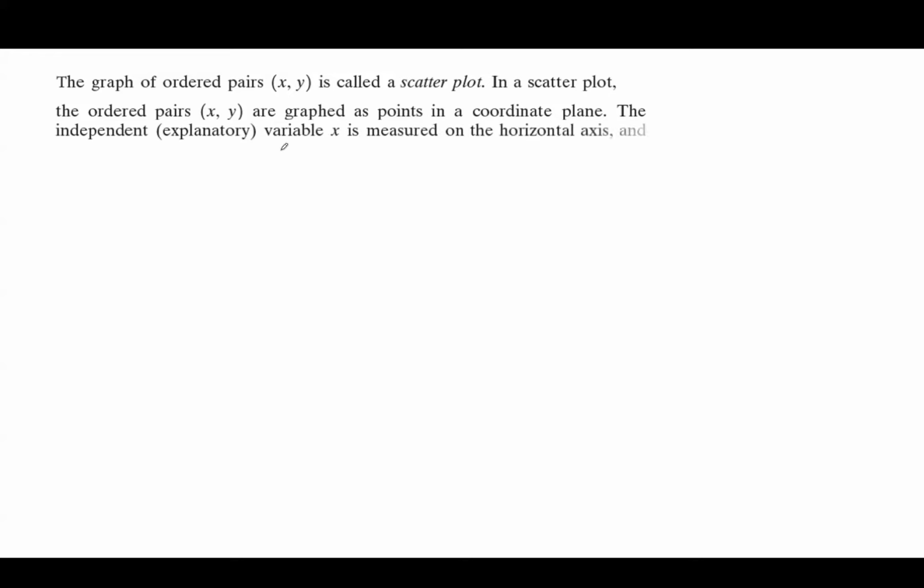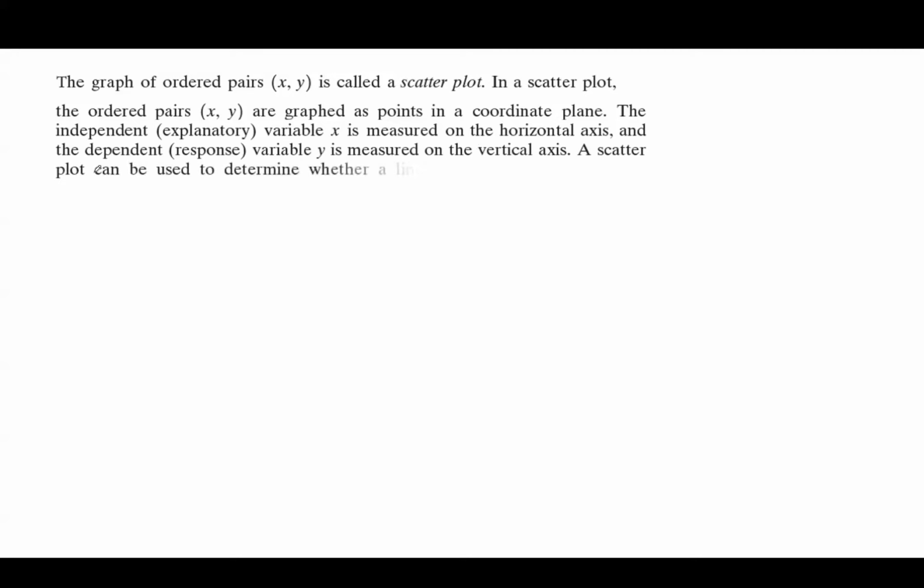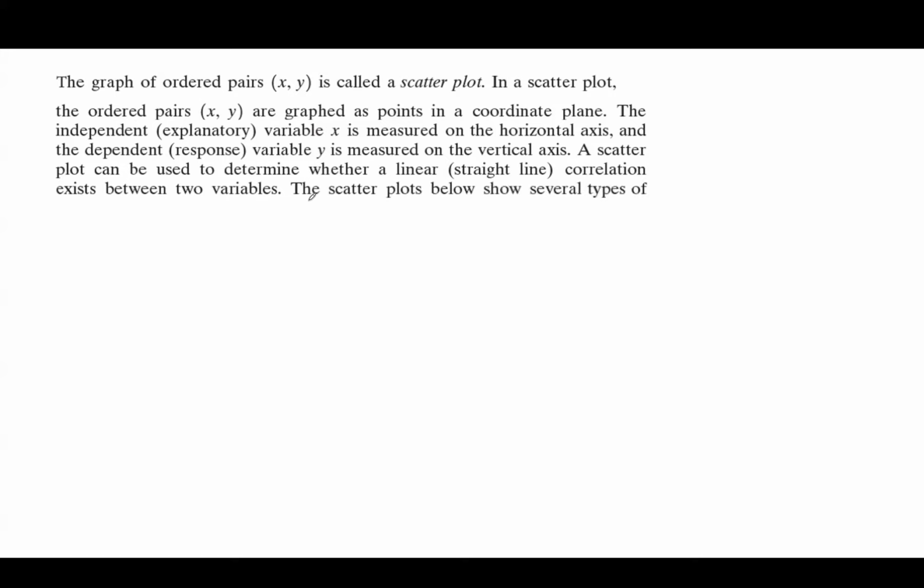The independent or explanatory variable X is measured on the horizontal axis, and the dependent or response variable, usually associated with Y, is measured on the vertical axis. A scatter plot can be used to determine whether a linear correlation exists between two variables. The scatter plots below show several types of correlation between variables.